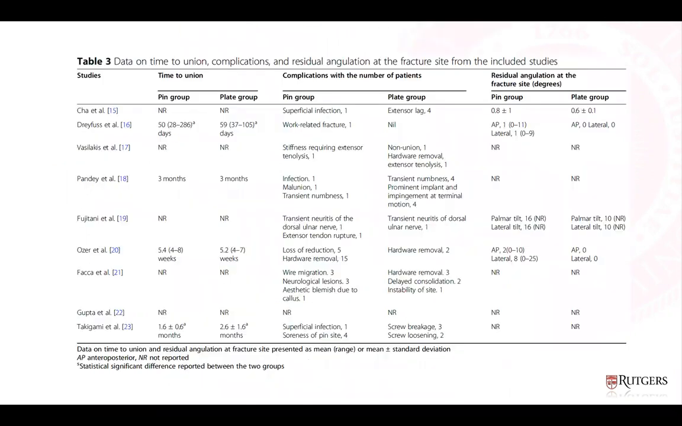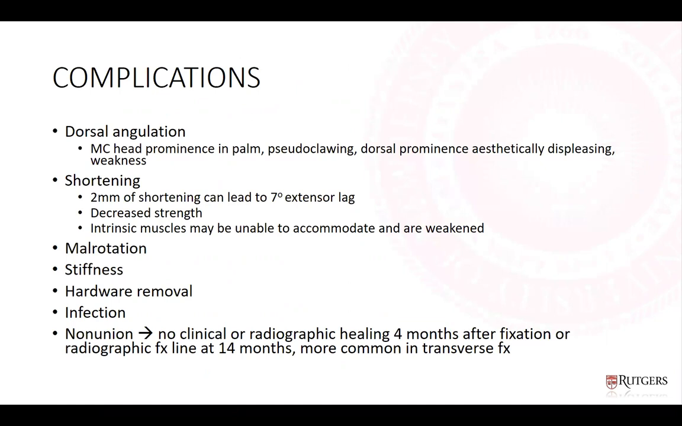This is a table highlighting the studies a little more in depth, comparing the complications of the pin group versus the plate group, and then residual angulation of each. Complications of metacarpal shaft fractures are similar to neck fractures. You can have dorsal angulation, where there's metacarpal head prominence in the palm. You can get pseudoclawing. You can get dorsal prominence on the metacarpal shaft, which can be aesthetically displeasing, and you can get weakness. Shortening, as I said, is always a concern.